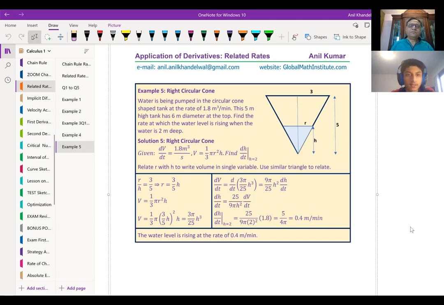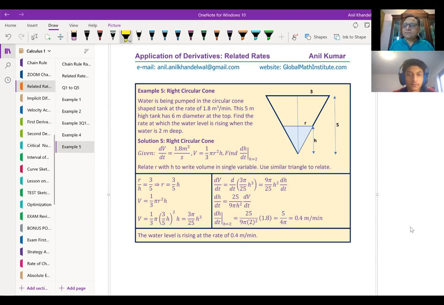Example 5, right circular cone. Water is being pumped into a circular cone shaped tank at the rate of 1.8 meter cube per minute. This 5-meter high tank has a 6-meter diameter at the top. Find the rate at which the water level is rising when the water is 2 meters deep. Got it. Now tell me, how will you attempt this question?